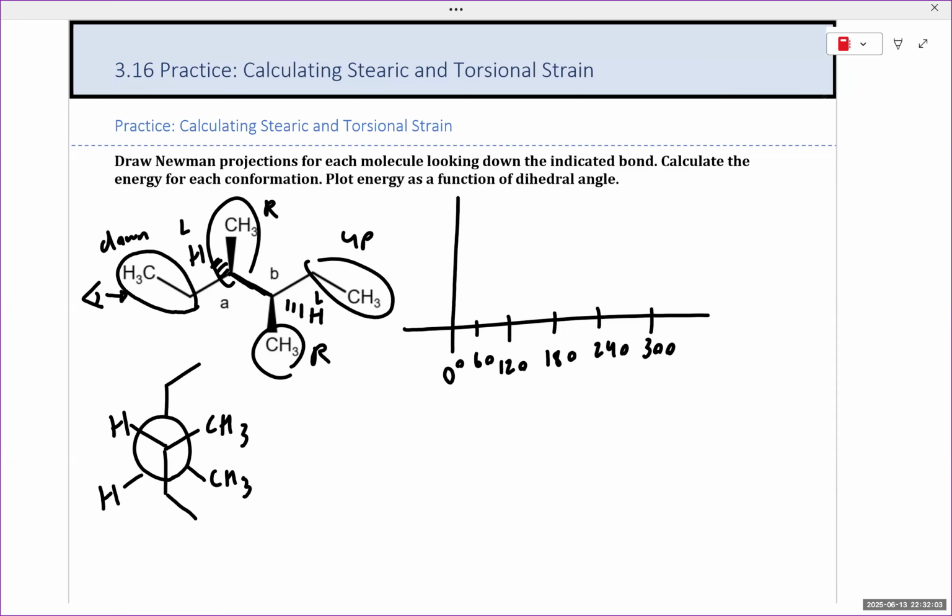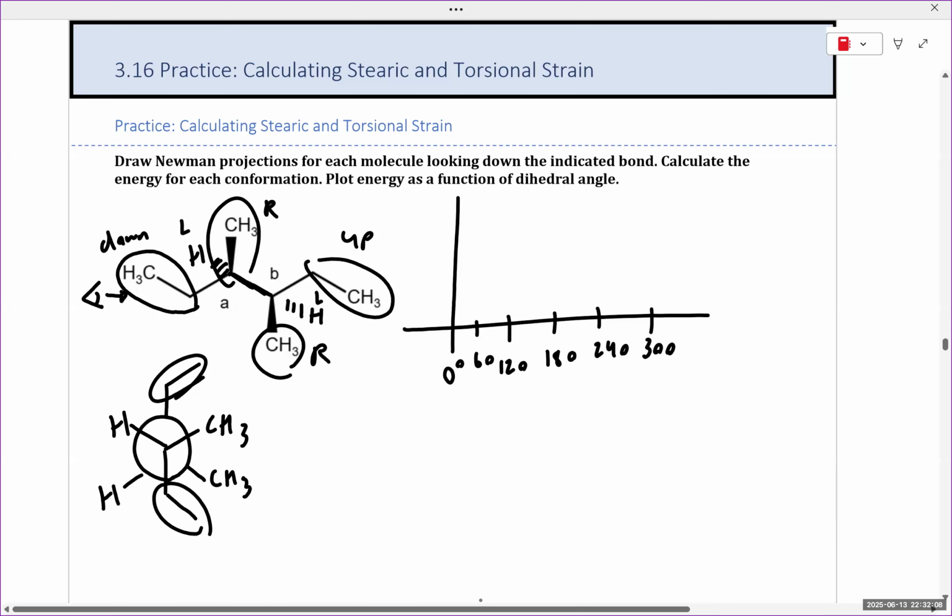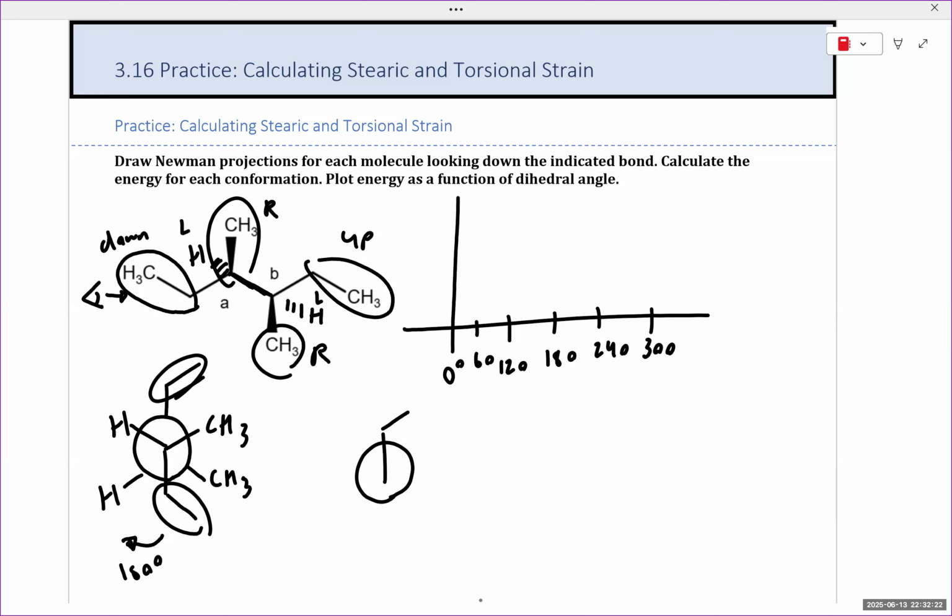From here now, we're going to pick two groups. I'm going to pick these two ethyl groups. It's generally good to pick the largest groups. And I'm going to draw them with a 0-degree dihedral angle. To accomplish this, I'm going to rotate my front substituents 180 degrees. This gives me the ethyl group, the methyl group on the left, and the hydrogen on the right. The back substituents stay the same.